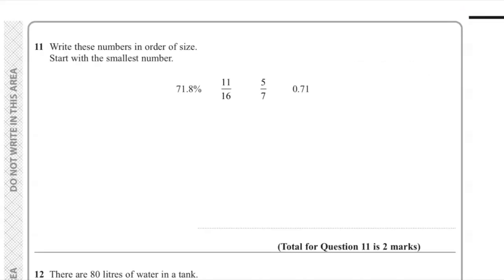Okay, to write these in order of size, we really need to have them in the same format. They are all different: percentages, fractions, decimals. We can't compare them. The best thing to do is to change them to decimals, and the best thing to use is your calculator. I see so many students not making the most of their calculators. So we're going to divide through by 100 to change the percentage to a decimal. And then we can just use our calculator to change fractions to decimals really easily. And of course, we've already got a decimal on the end.